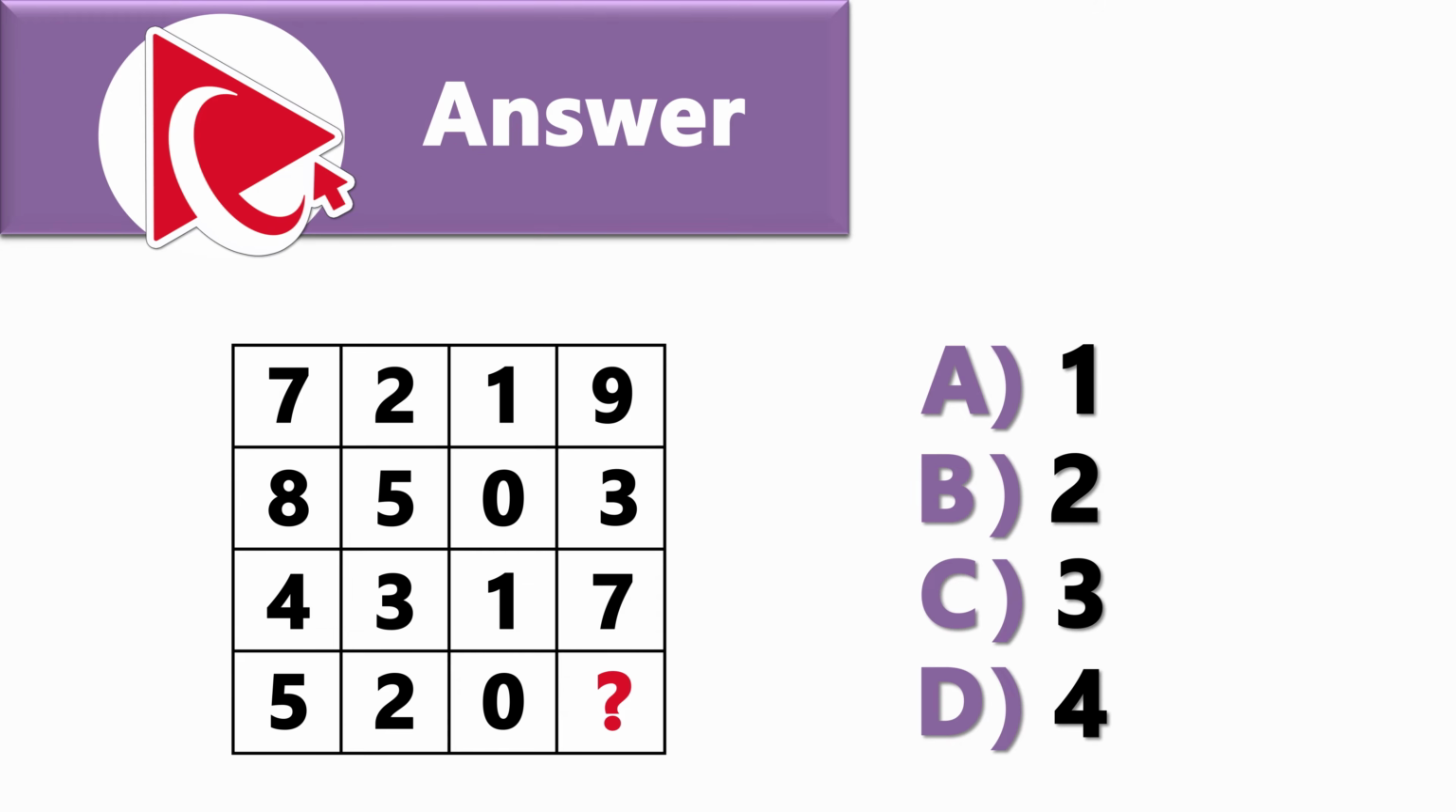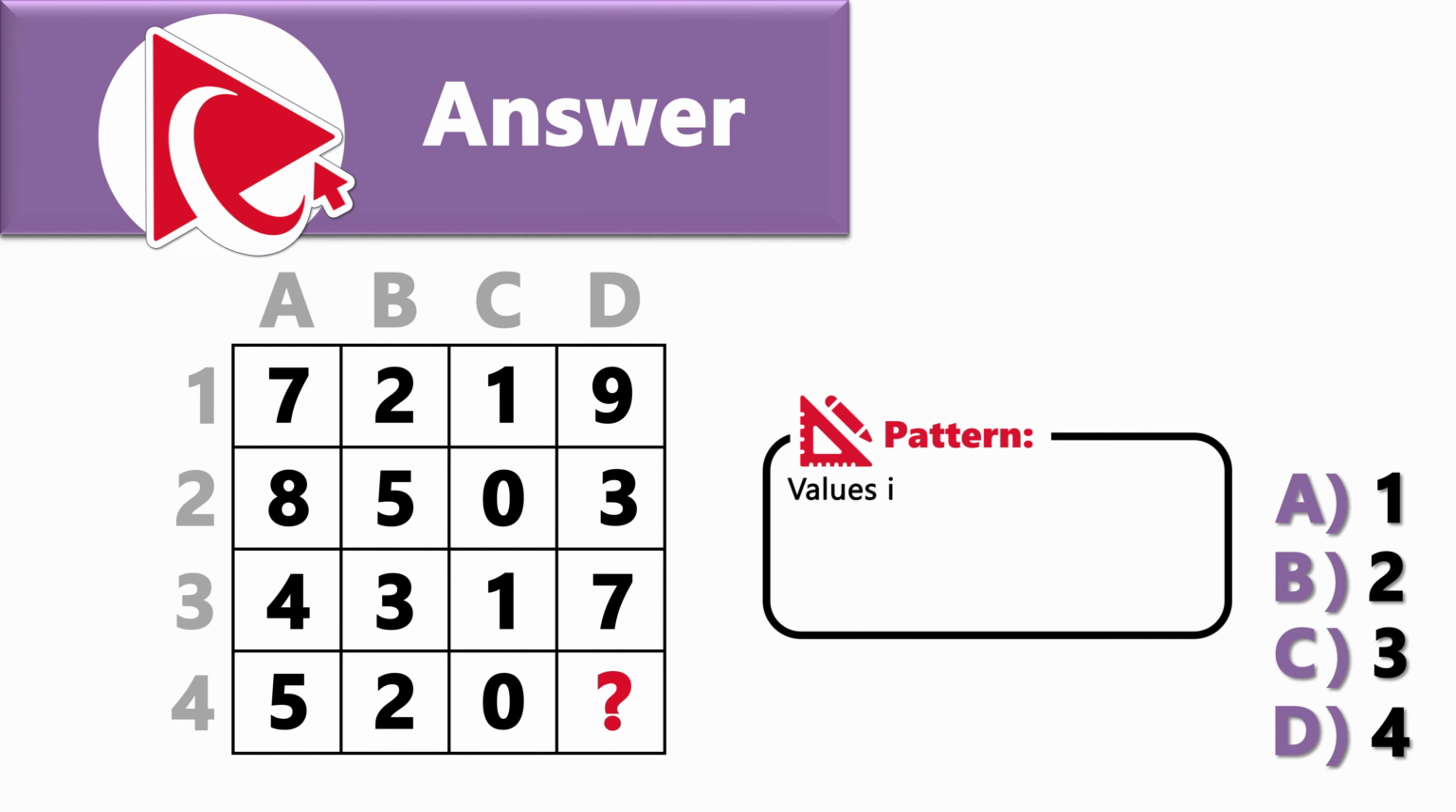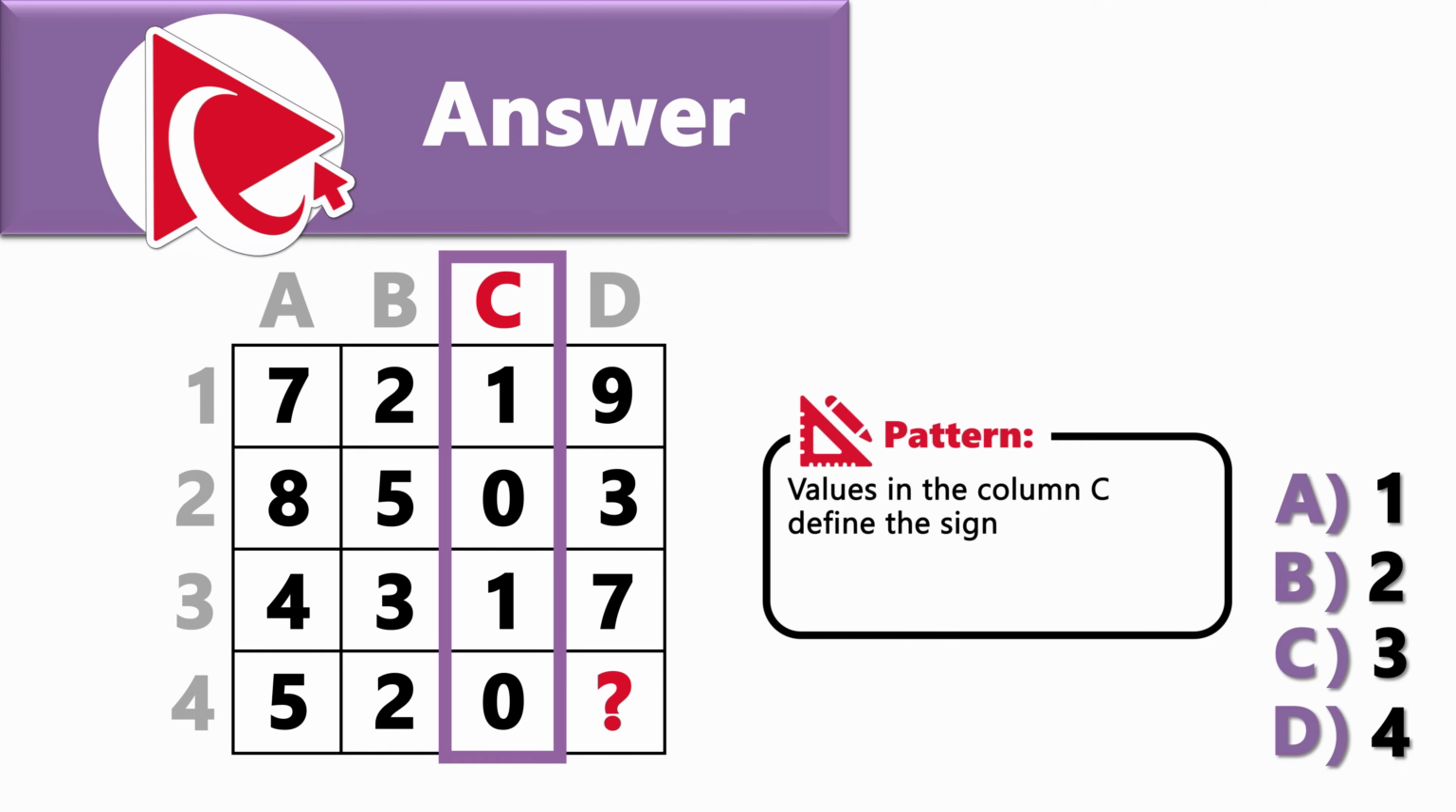To help us detect the pattern, let's break down the 4x4 matrix into columns and rows. Let's number rows as 1, 2, 3, and 4, and let's number the columns as A, B, C, and D. What's unusual about this puzzle is that values in column C define the sign for the math operation. The value 1 is the equivalent of addition, and value 0 is the equivalent of subtraction.